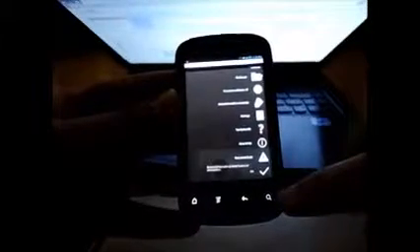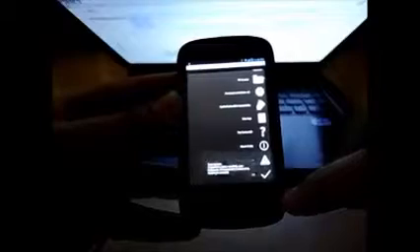Test ButtonLED, and boom, there you go. You see, guys, the way it blinks. That is gonna be the same way when a message comes, when you get a missed call, when you got oh, what did I do?